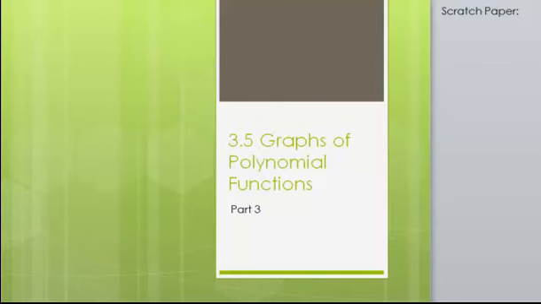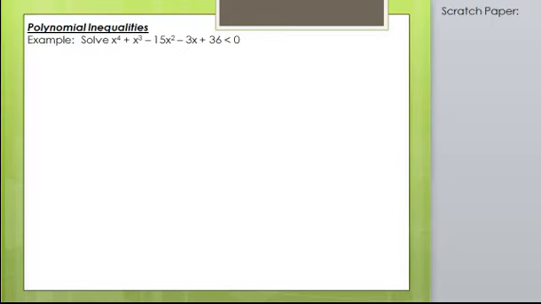So we have one last problem to discuss in our graphing polynomial section. That is a polynomial inequality. Whenever you're trying to solve an inequality, you have to keep a few things in mind. First of all, you need your zero to be on the right-hand side. And tell me, what exactly does this mean?